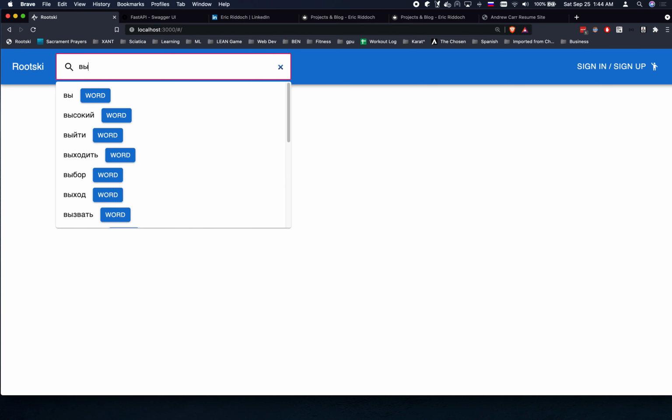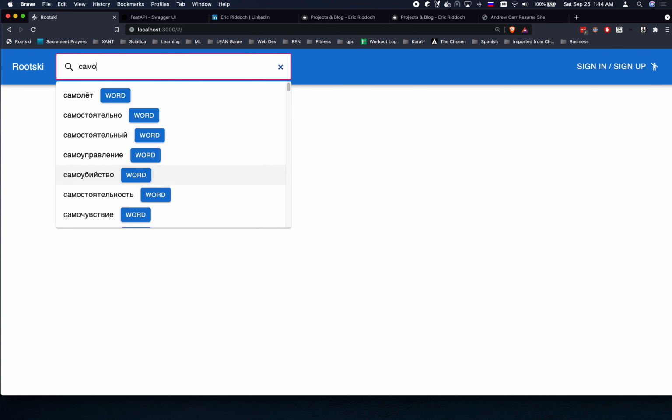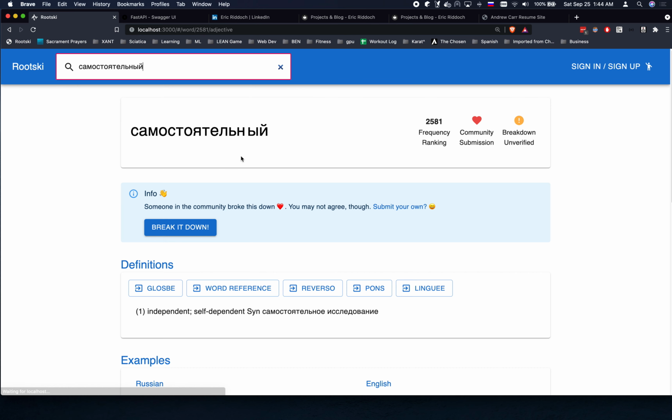So if I type, wait, actually no, let's do "sama" because that's self, so we can get some long words with that. Check it out. So here's a word right here. Check it out, a word you've never seen before in Russian. Well, I don't know, if you speak Russian, you might know this word.